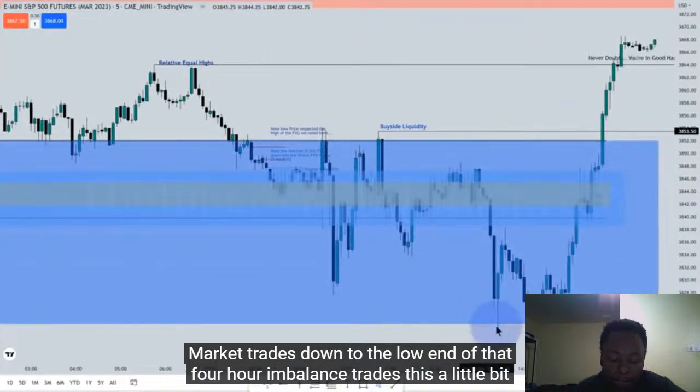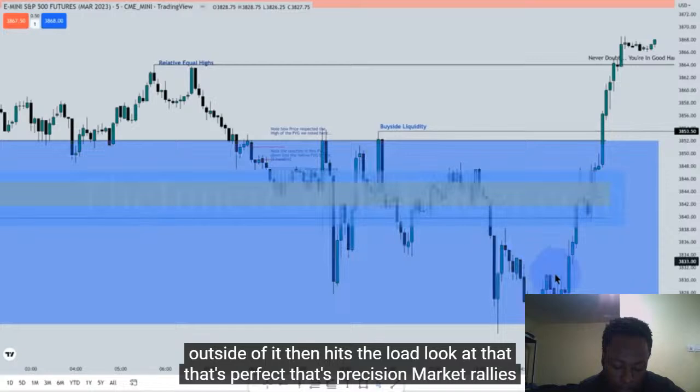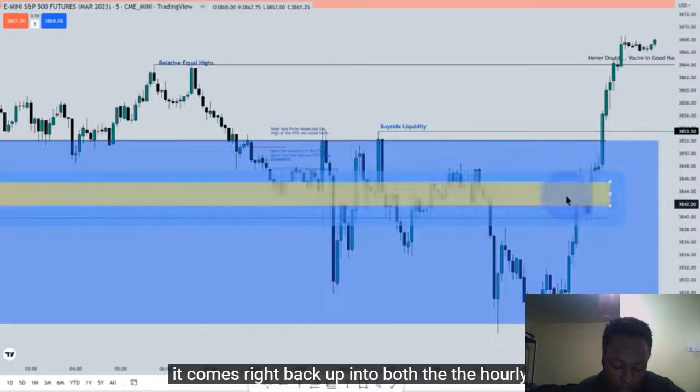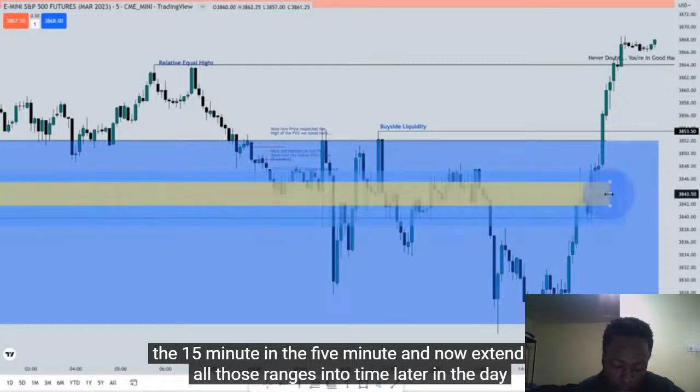Market trades down to the low end of that 4-hour imbalance, trades just a little bit outside of it, then hits the low. Look at that. That's perfect. That's precision. Market rallies back up into both the hourly, the 15-minute, and the 5-minute. And I'm extending all those ranges into time later in the day.